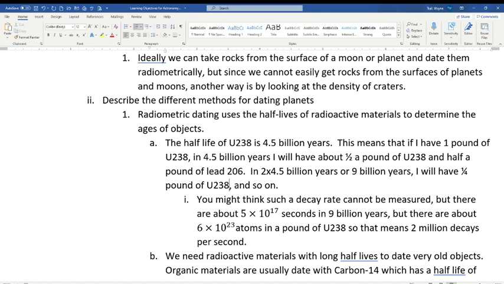Usually they say your material will last about 10 half-lives before it's too hard to tell. That means it's down by a factor of about 1,000 in 10 half-lives. And so you basically have no material left, or it's so small it's hard to measure. You might think, well, how do you measure the half-life of something that has a half-life of 4.5 billion years? You can't just set it on a table and wait for 4.5 billion years.